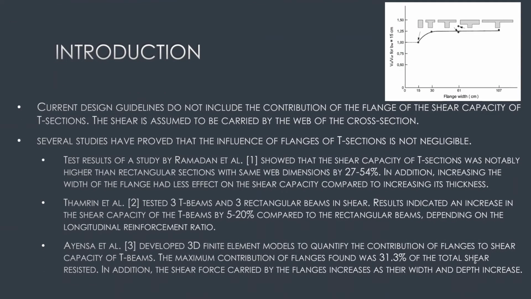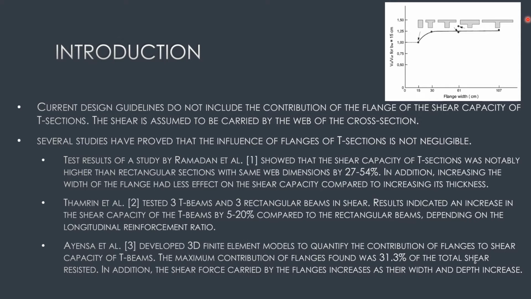Current design guidelines do not include the contribution of the flange to shear capacity in their design models. The shear is only assumed to be carried by the web of the cross-sections. Recently, several studies have proved that the influence of flanges is not negligible. First, in a study by Ramadan et al., they showed that the enhancement in shear capacity of the T-section compared to the rectangular cross-section was 27 to 54%. In addition, increasing the width of the flange had less effect than increasing its thickness.